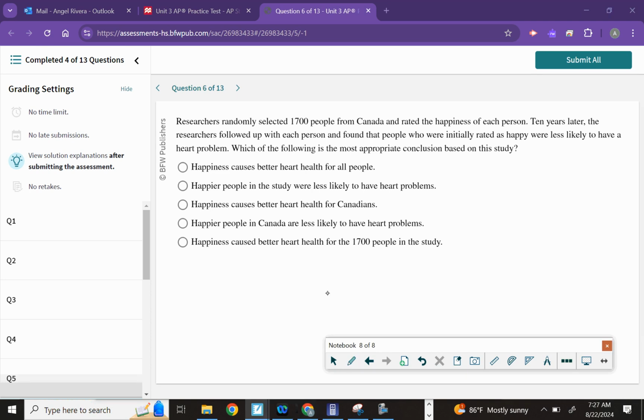So remember, this is just a study, so we can't say cause and effect. So anything with causes is out. Okay. So happier people in the study were less likely to have heart problems. Happier people in Canada are less likely to have heart problems. So we can make a generalization about the population. So we're randomly selecting 1,700 people from Canada, so we can say those people from Canada.